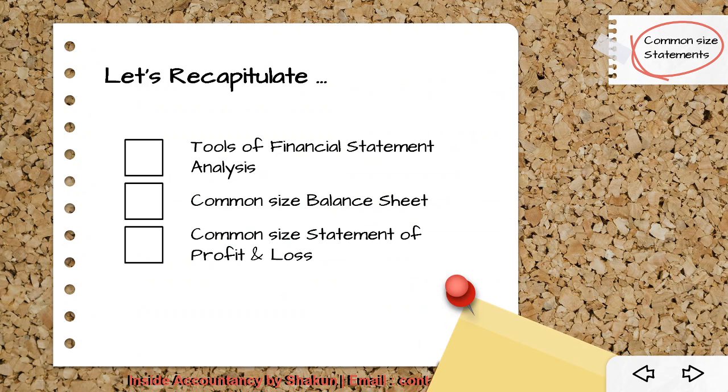So here we have talked about the tools of financial statement analysis and how to prepare a common size balance sheet and a common size statement of P&L.